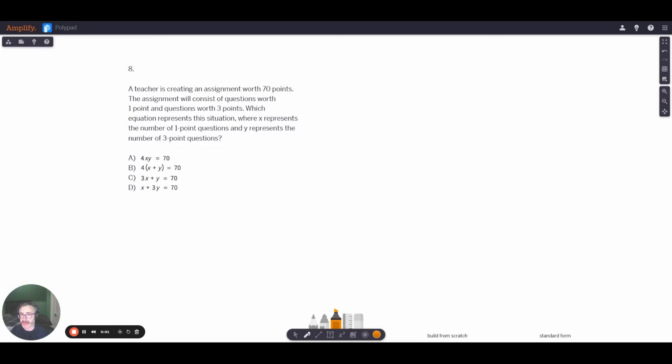Right, this is a modeling question. When we're modeling, we're trying to take some information that we have written in English and turn it into a mathematical representation. Let's take a look.